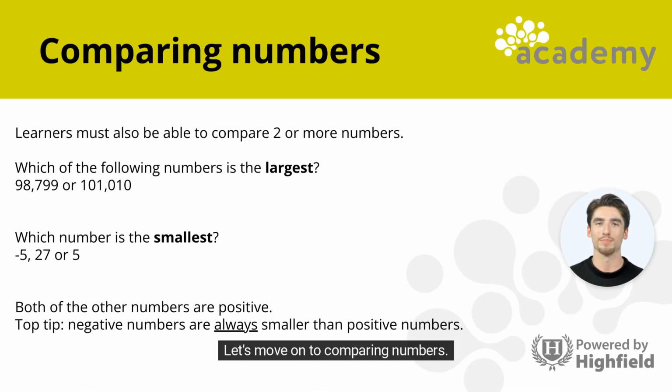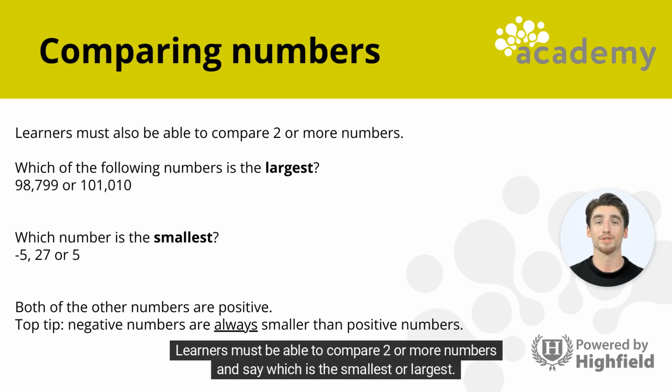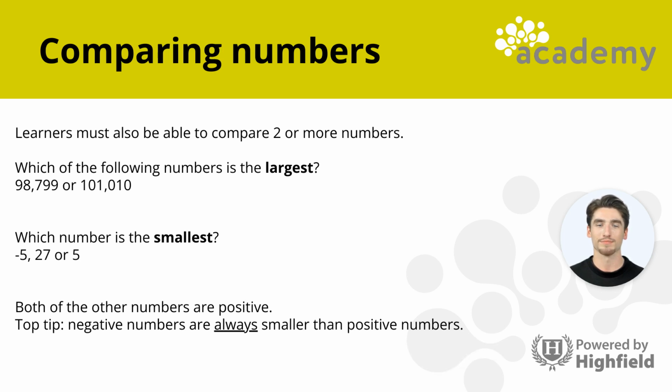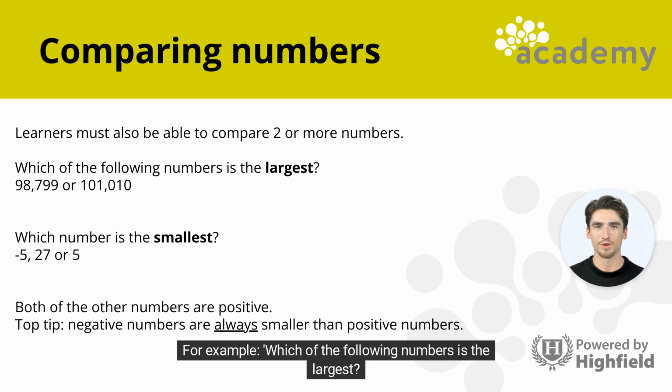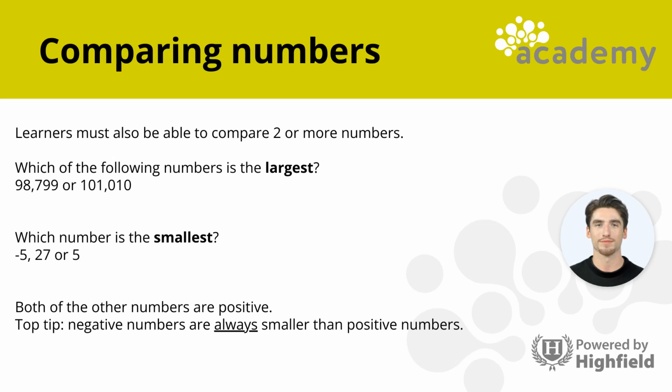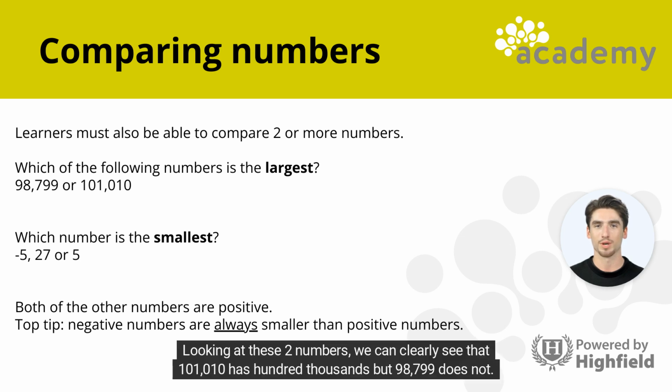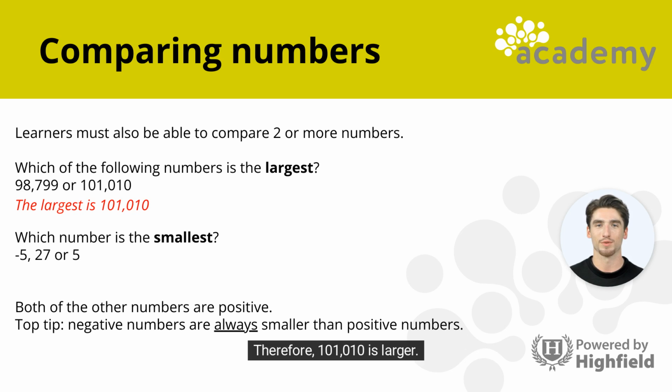Let's move on to comparing numbers. Learners must be able to compare two or more numbers and say which is the smallest or largest. For example, which of the following numbers is the largest? 98,799 or 101,010. Looking at these two numbers, we can clearly see that 101,010 has hundred thousands, but 98,799 does not. Therefore, 101,010 is larger.